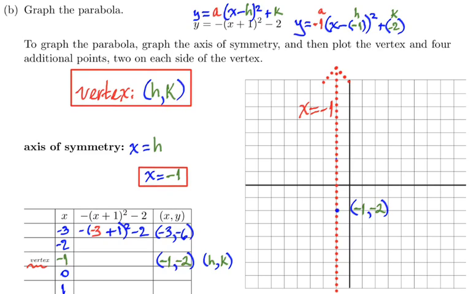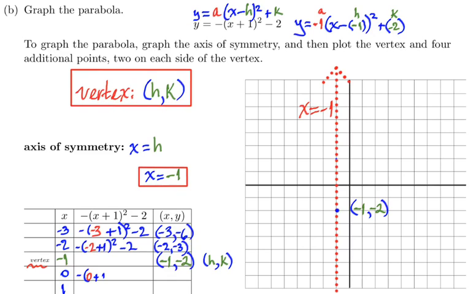So I want you to do the same thing with negative 2. Go ahead and put me on pause and figure out what that y-coordinate is. That goes with x equals negative 2. All right, so we're back. So we all should have gotten the y-coordinate negative 3. So the point is negative 2, negative 3.